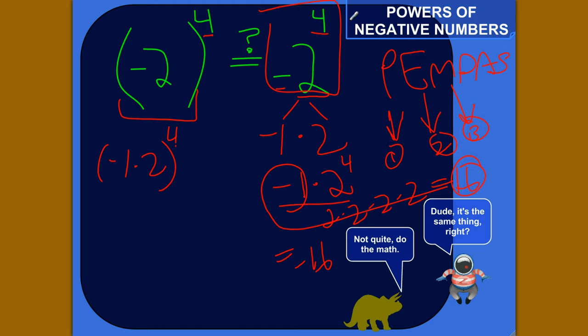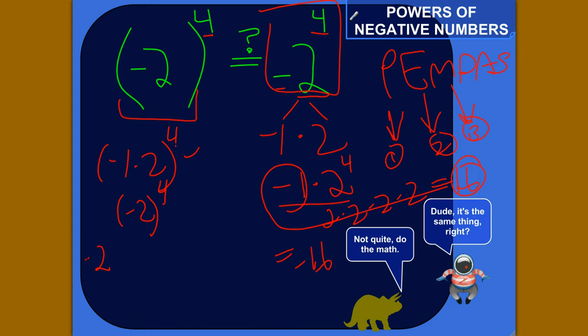Well, let's look at this one then. The order of operations says we do what's in the parentheses first, so we evaluate that first. Negative 1 times 2 is negative 2. And then we raise that to the fourth power.